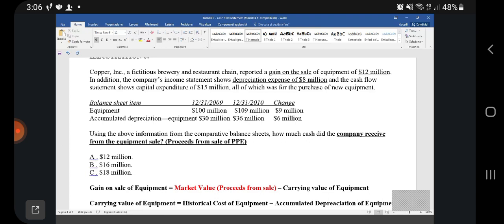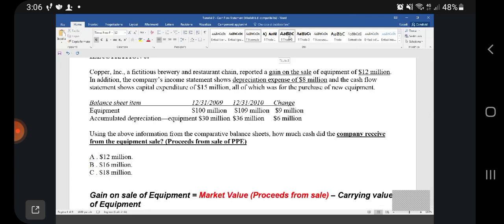Okay? Good. Now, to calculate the carrying value of equipment, it's very obvious that I need to know the historical cost of this equipment that is being sold right now, and the accumulated depreciation of this exact equipment. Okay. So you can continue trying to calculate any result. Any idea?